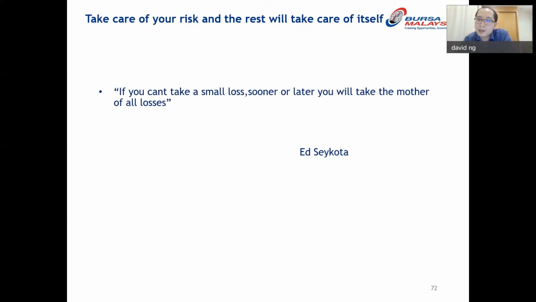So the keyword is, whether you are using the futures market, the options market, or in a general investing scenario, always make sure you take care of stop loss, take care of your losses, and your gains will take care of themselves.